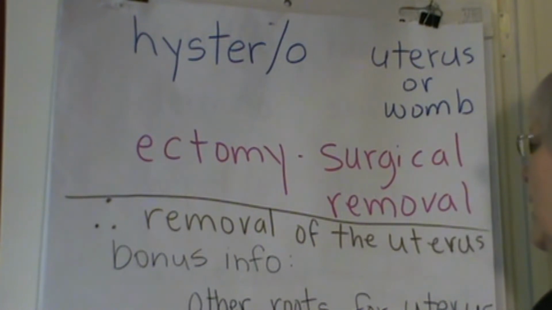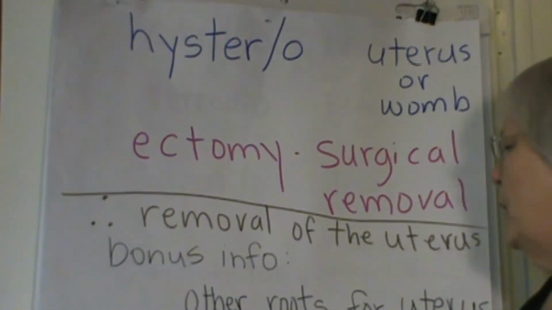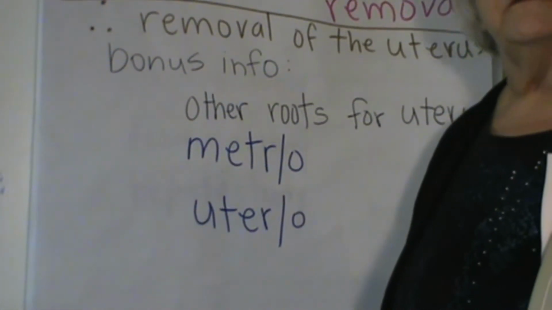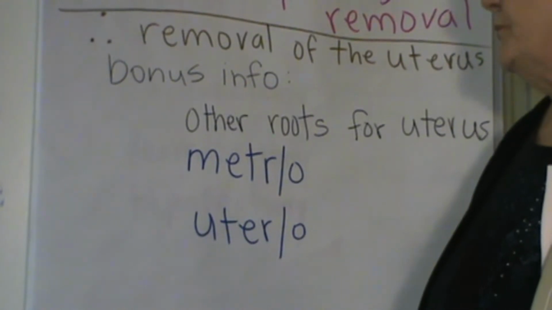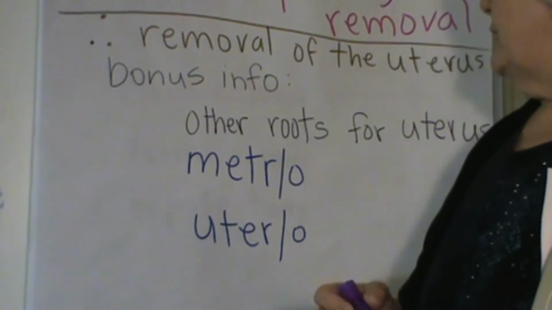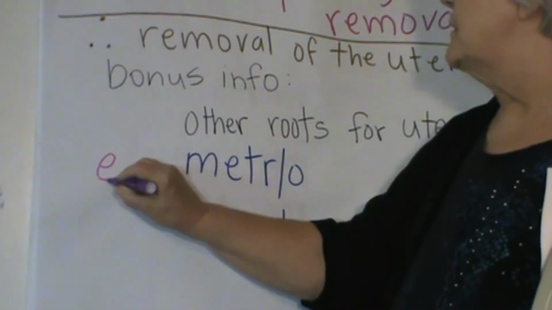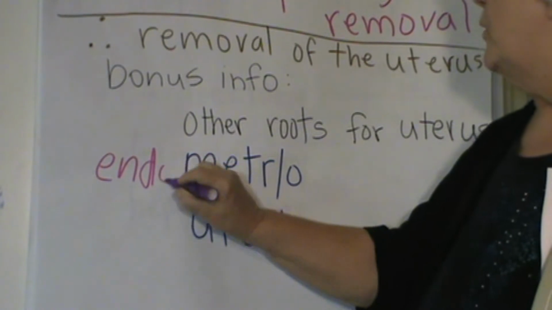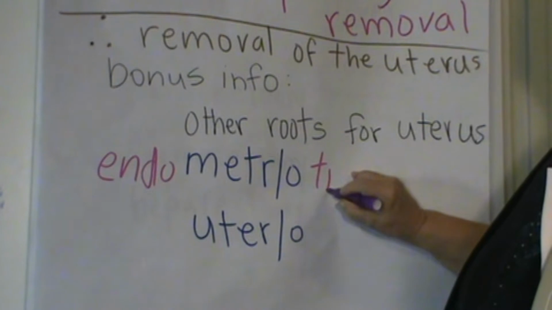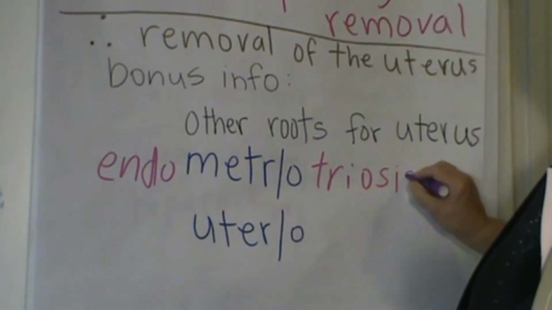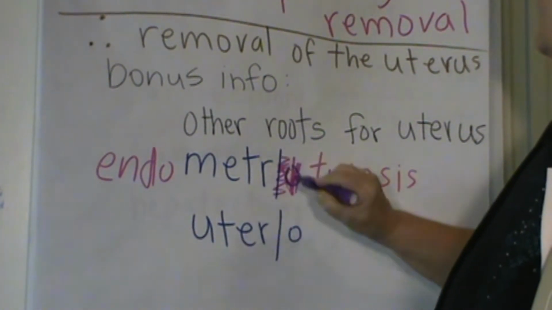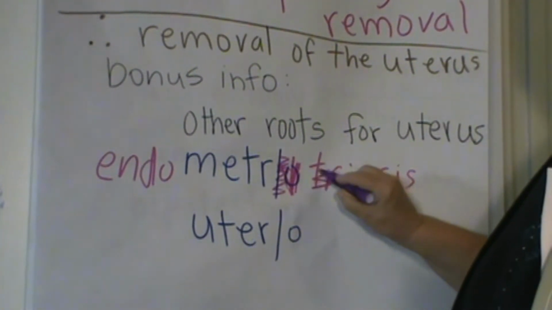Bonus information. Other root words for uterus are metro and utero. So it kind of makes sense that utero would be one because uterus comes from the root word utero. You may not have known about metro, but you might have heard of a condition called endometriosis. So if you put a prefix endo, you get endometriosis, and we're going to block that out.